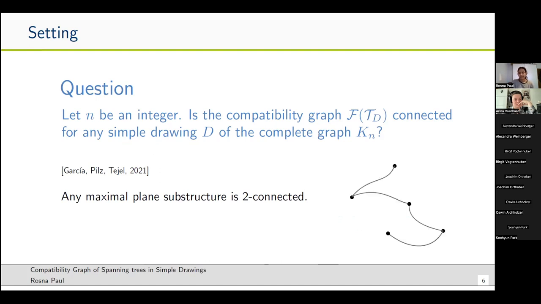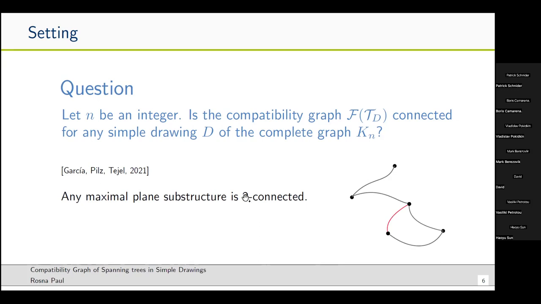For that, let's take some plane spanning tree in our drawing. Then this is a plane substructure, but this is not a maximal plane substructure because it is not two-connected. Which means that if you take any vertex of degree 1, then there will be at least one edge, plane with respect to the drawing, that you can add to this drawing, for example, something like this.